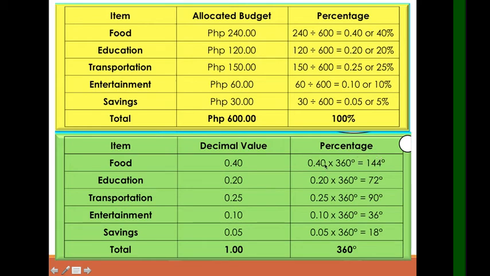So we have 0.40 times 360 is 144 degrees. So food is the biggest degree among all of these items. 0.20 times 360 degrees is equal to 72 degrees. 0.25 times 360 degrees is equal to 90 degrees. 0.10 times 360 degrees is equal to 36 degrees. And 0.05 times 360 degrees is equal to 18 degrees. To check, you can add all of these, and their total is 360 degrees.